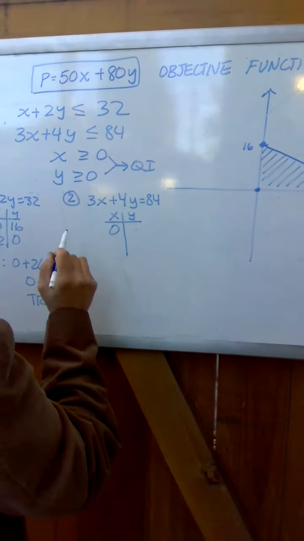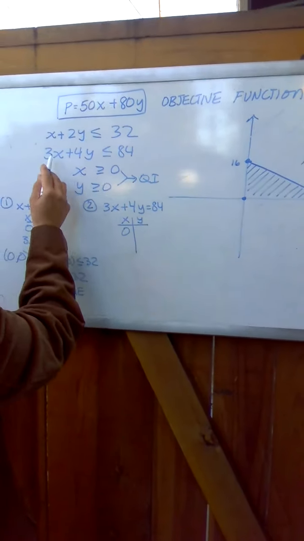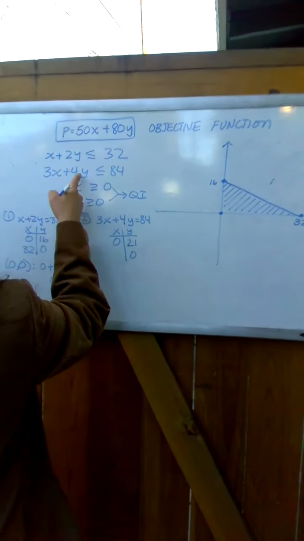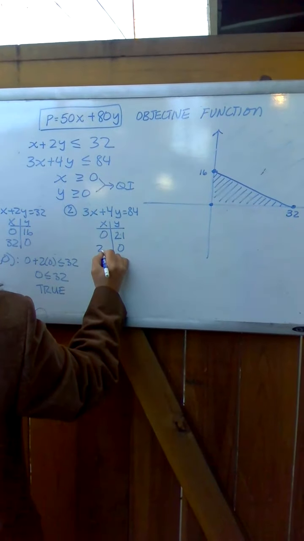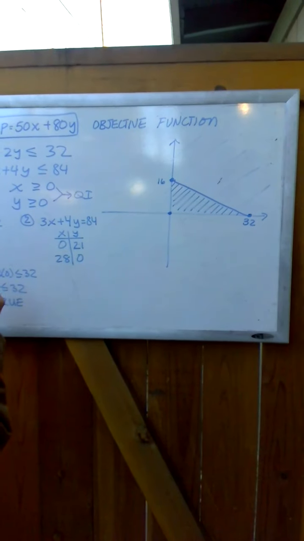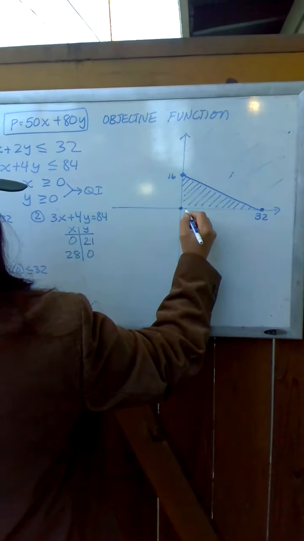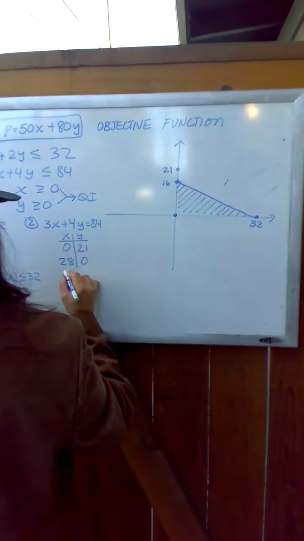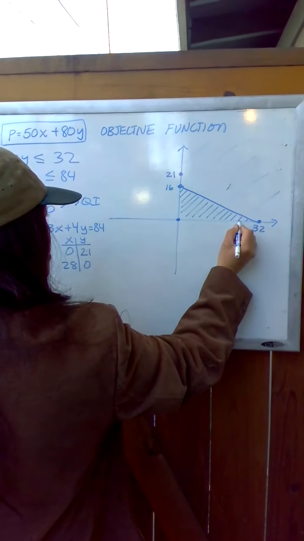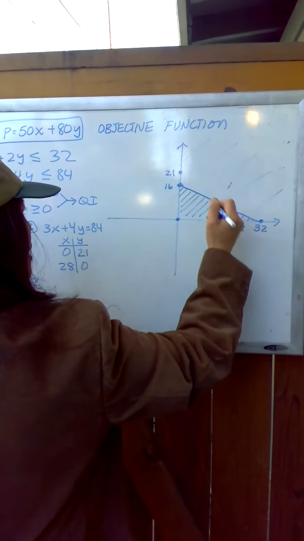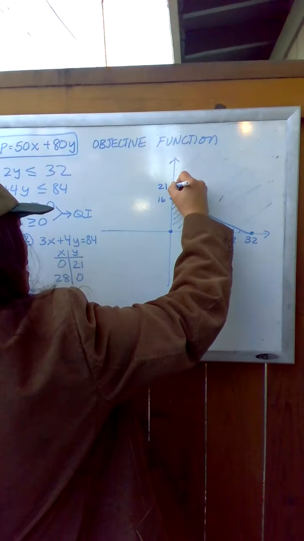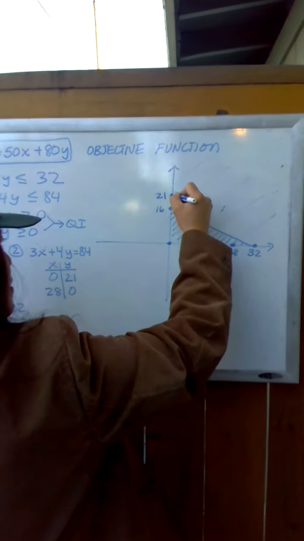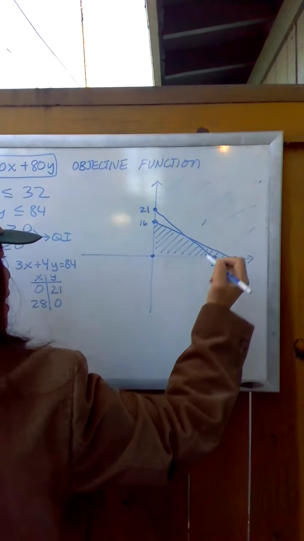Take your time. All right, so when x is 0, y is 21. When y is 0, x is 28. Just double check that. Okay, so 0, 21, somewhere just past 16. And 28, 0, something just short of 32. Okay, and a solid line. But again, staying within quadrant 1 because I know I don't need anything outside of quadrant 1. So there's my line.